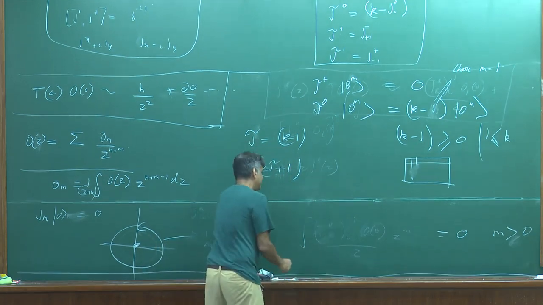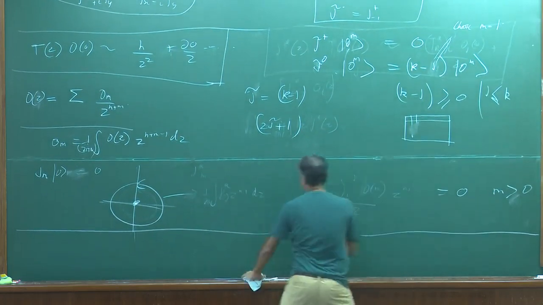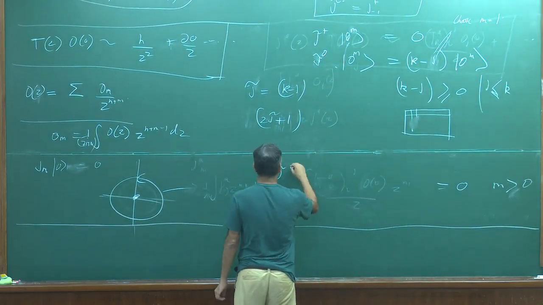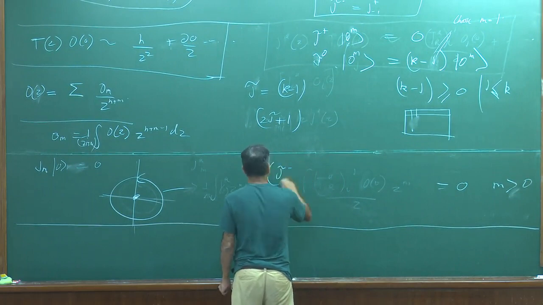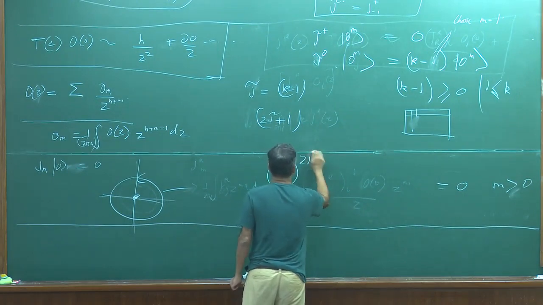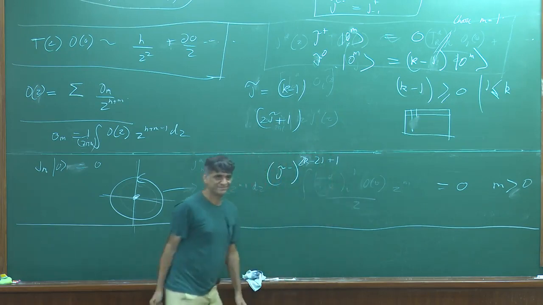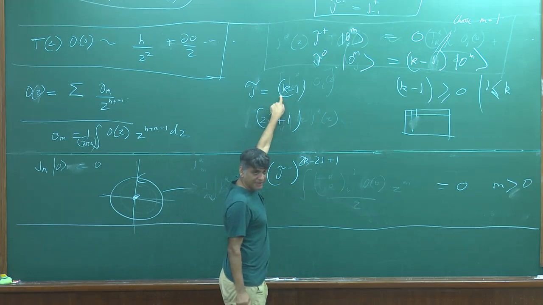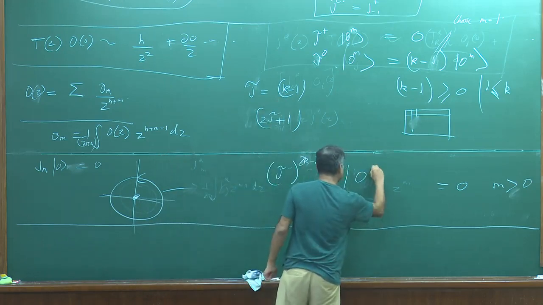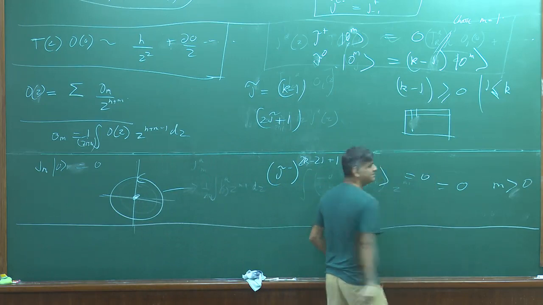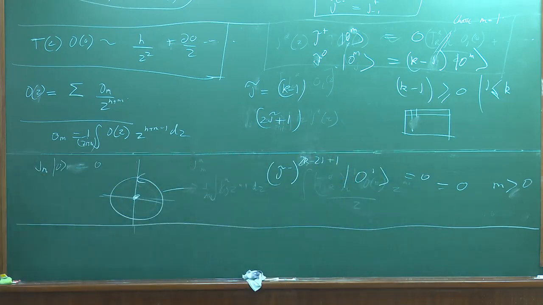And so we see that j tilde minus to the power 2k minus 2j plus 1, where I've replaced what j tilde was from here, on Oj is equal to 0. Is this clear?